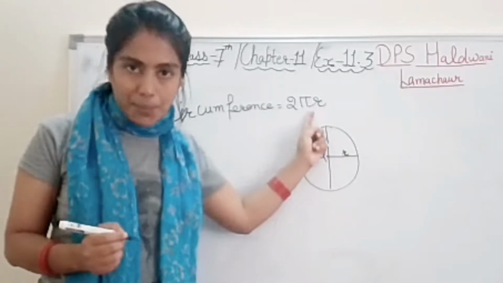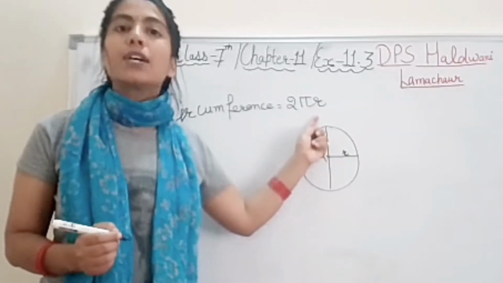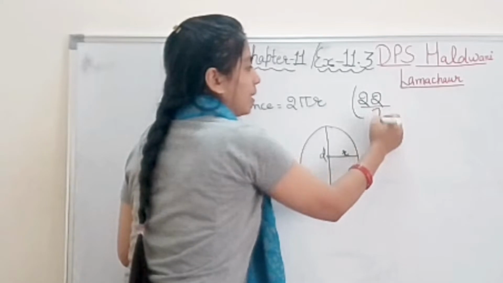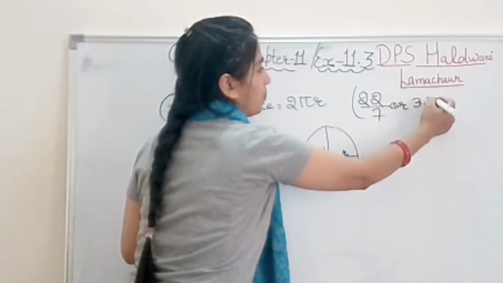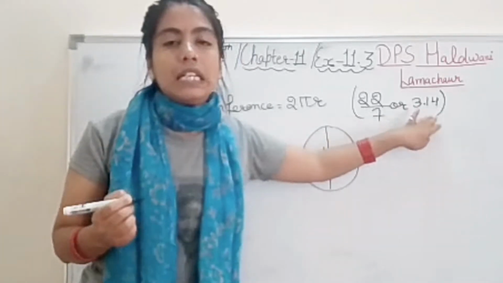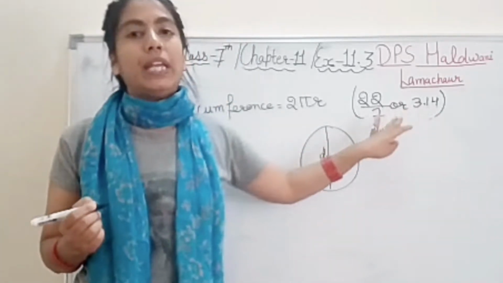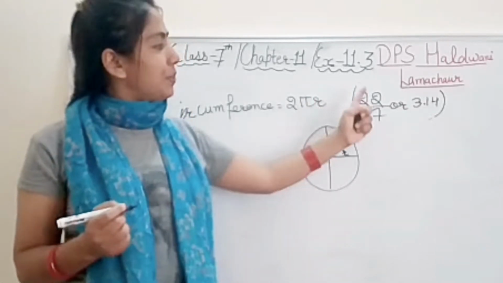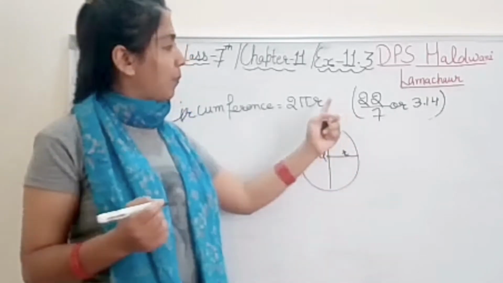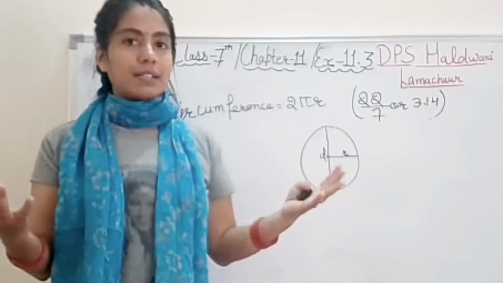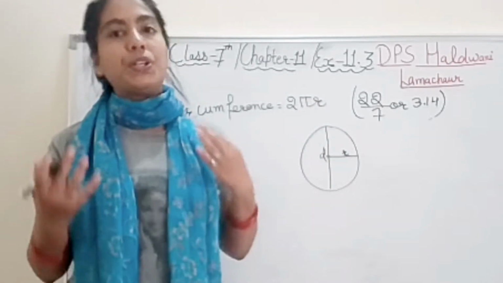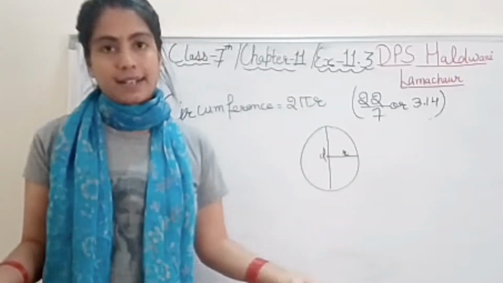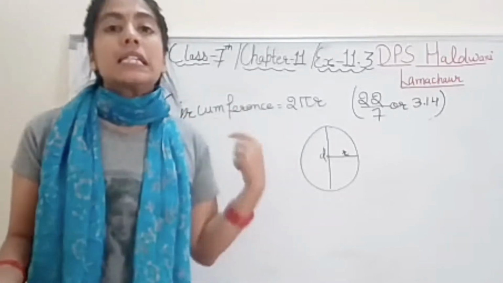What is 2? It is a number. What is pi? Pi is a constant term whose value is always 22 by 7 or 3.14. It means out of these two values, any one of the values you can put in the place of pi. And we used to use this 22 by 7. And what is r? R is called radius. So always the radius will be given to you in the question. You need to find out circumference of circle. You put the formula and values and get the answer. Right students? This is the circumference of circle.